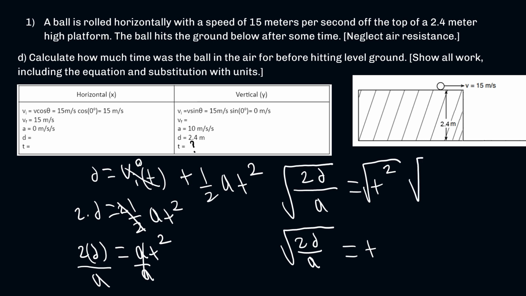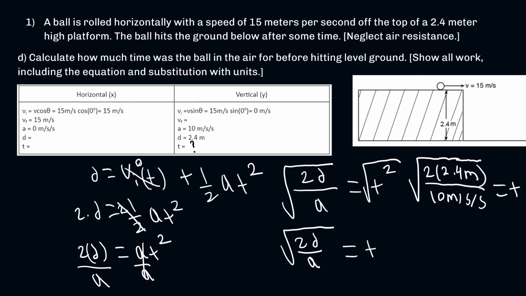So I have the square root of 2 times 2.4 meters, because again I'm using the vertical direction, over my acceleration in the vertical, which was 10 meters per second squared, and that is equal to time. So from here, this is just straight up plugging into the calculator. I'm not going to go through all the steps here. What I like to do is kind of break this up into each part.